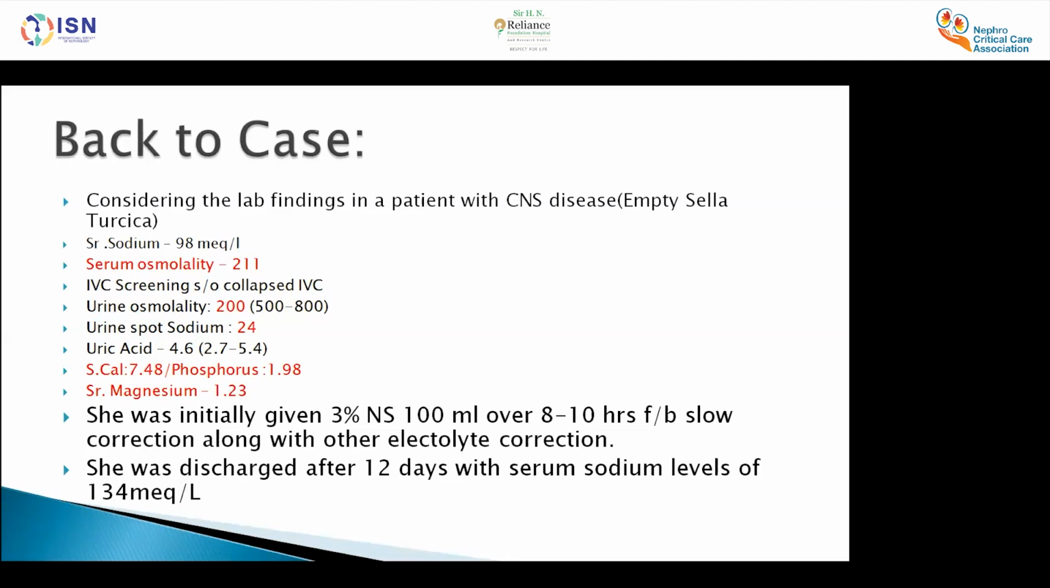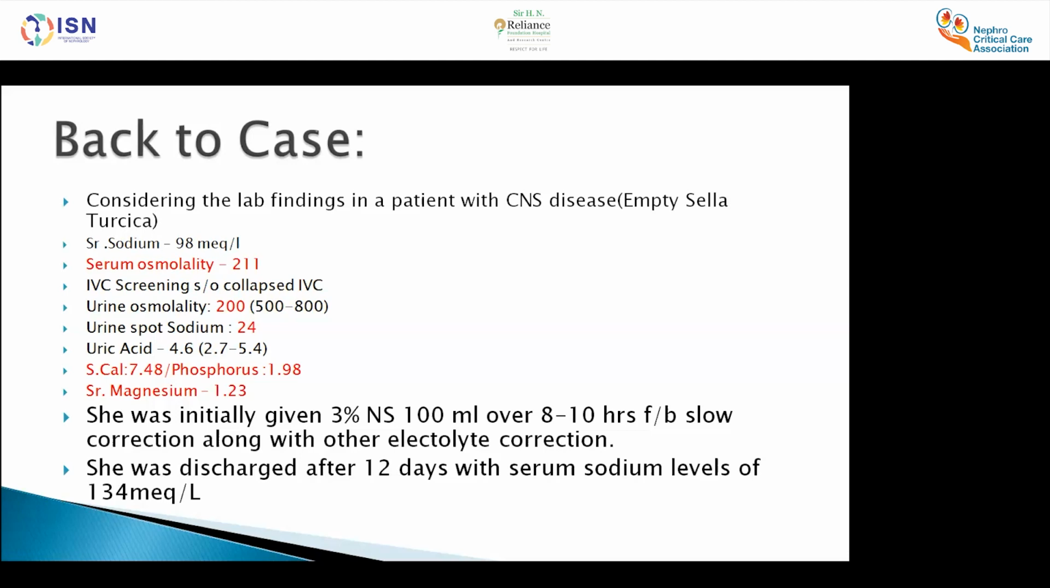Before we label everyone as SIADH, it is very important that we look into the cortisol axis and the thyroid axis. Many times we forget to do that and we miss hypocortisolemia. TSH we do routinely, so we should make it a point to evaluate the cortisol axis too. Some patients may have adrenal insufficiency, and if you correct that, there will definitely be a significant improvement. Many times we just reflexively start the patient on tolvaptan. So that's one thing we need to remember.